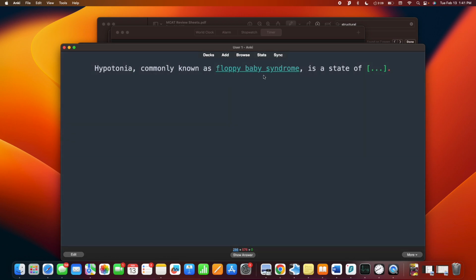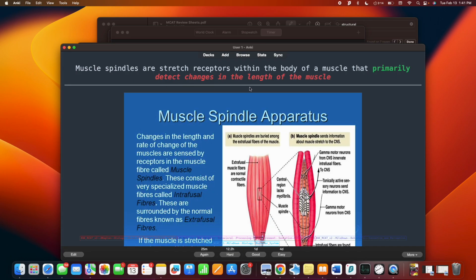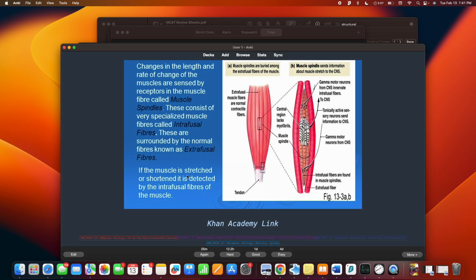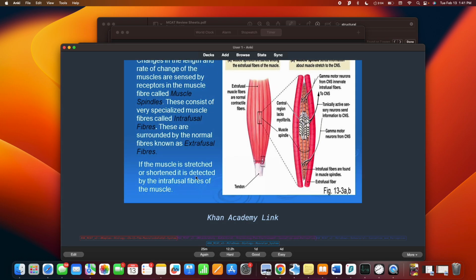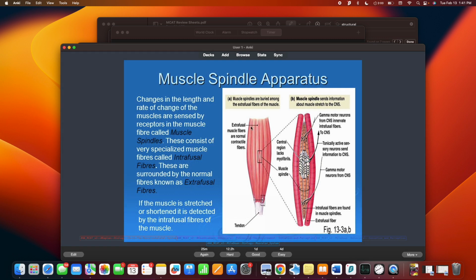Hypotonia, commonly known as floppy baby syndrome, is a state of low muscle tone. Muscle spindles are stretch receptors within the body of a muscle that do what? They sense stretches, right? They primarily detect changes in the length of the muscle. If the muscle is shortened or stretched, it is detected by the intrafusal fibers of the muscle. These are surrounded by the normal fibers known as extrafusal muscles.